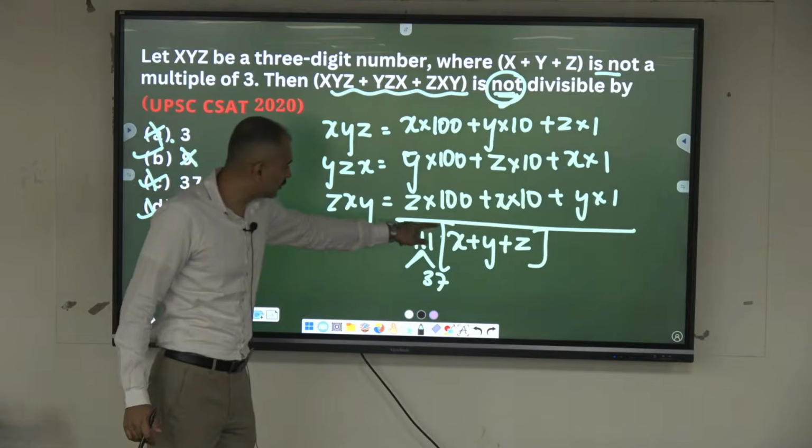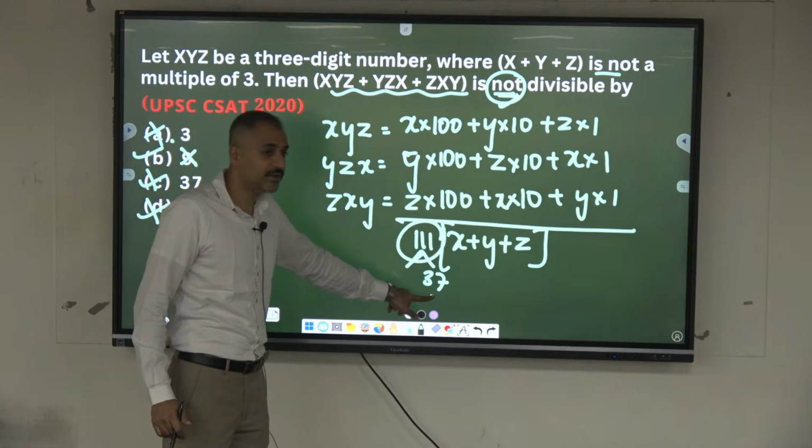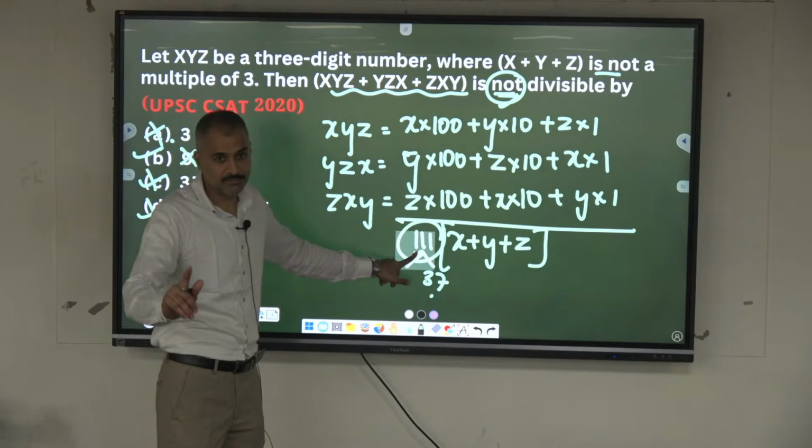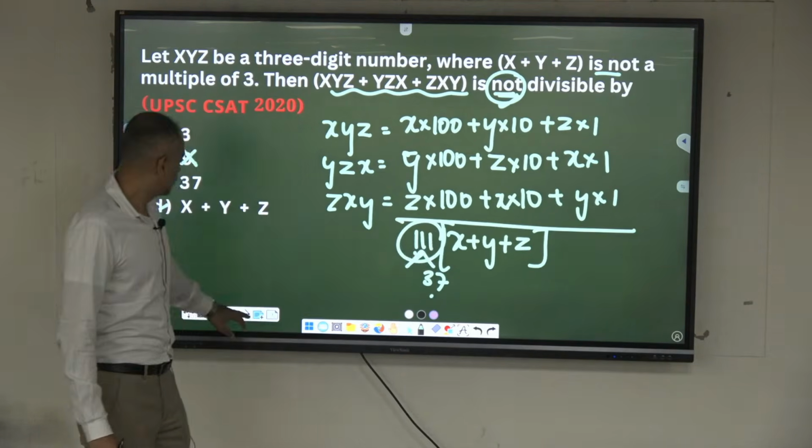Many times we have got this 111 in a different form. It can be in 37. 37 is a prime number there. Okay, 111, is it a prime number? No. Okay. Shall I move this?